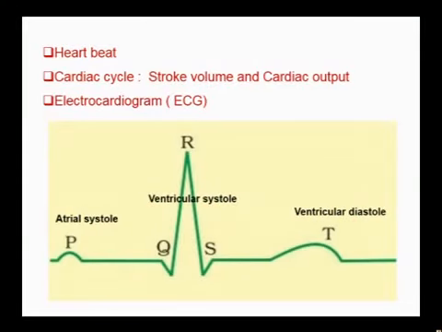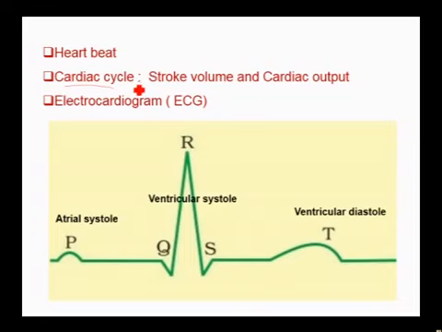A cardiac cycle is nothing but the total events that take place during one systole and diastole. Systole is a contracted state of the heart and diastole is a relaxed state of the heart. So, what is the heartbeat rate? It is nothing but 72 times per minute. What is the breathing rate? It is 16 times per minute.